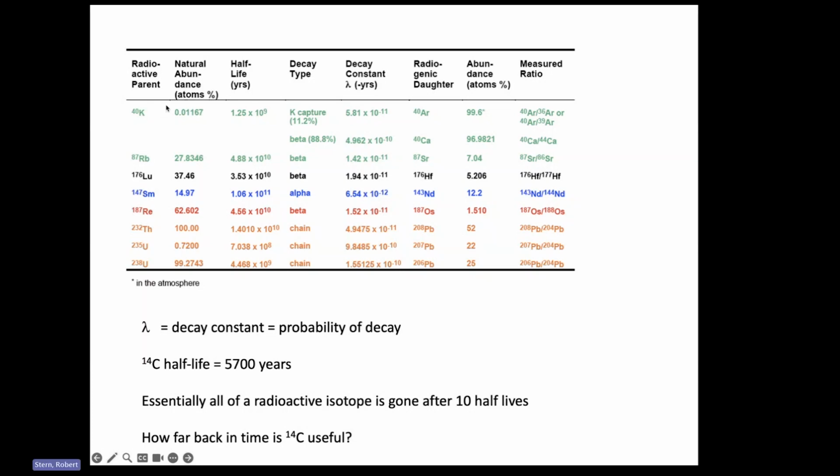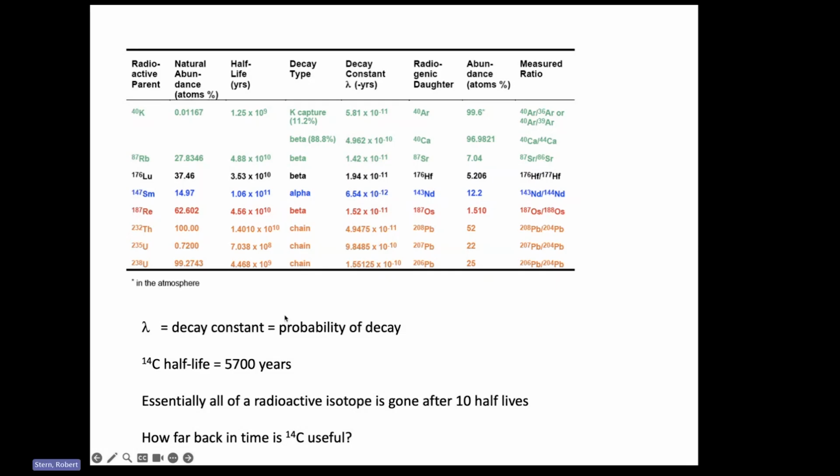And then here we see what these elements turn into. So I'm sorry, isotopes. Potassium 40 turns into either argon 40 or calcium 40. Rubidium 87 turns into strontium 87, et cetera, et cetera. And this shows the relative abundances in nature. Don't have to worry about that. And then this shows the ratios that are being measured by the instrument.